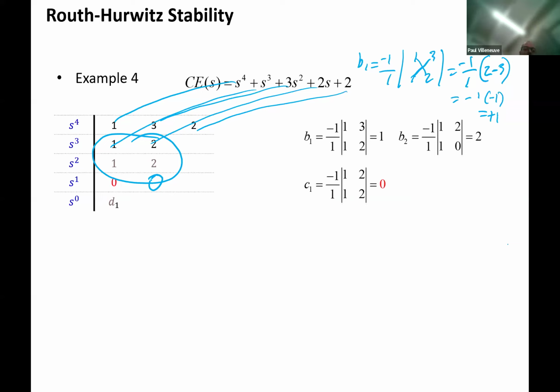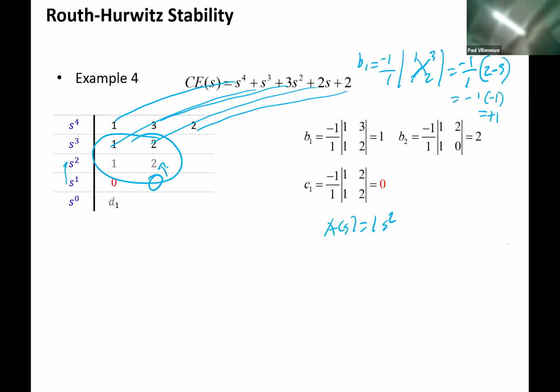So what I need to do is go back to this s squared row. That's my auxiliary. And notice this is s squared, right? So how do I build my auxiliary equation? I recognize this is s squared, so this is 1 times s squared. What's the 2 going to be equal to? Or how do I use the 2?